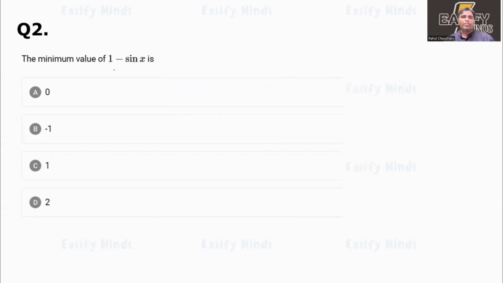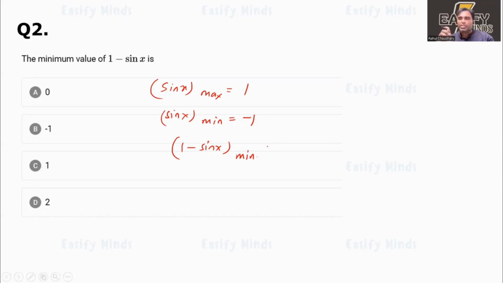Let's move to the second one. What is the minimum value of 1 minus sin x? Tell me the answer. So now we know that the idea is sin x maximum value is how much? 1. And sin x minimum value is how much? -1. They have asked for the minimum value of 1 minus sin x. So I have to put the maximum value because something is being subtracted from 1. So for this I will use 1 minus sin x maximum value.